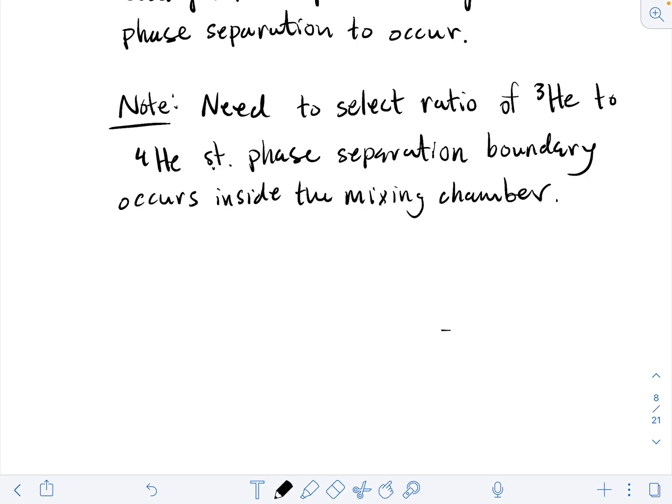So what we have is our mixing chamber. This is connected to the still.